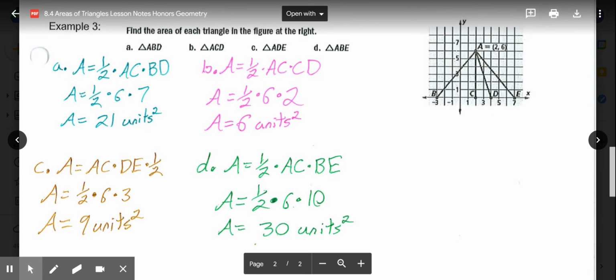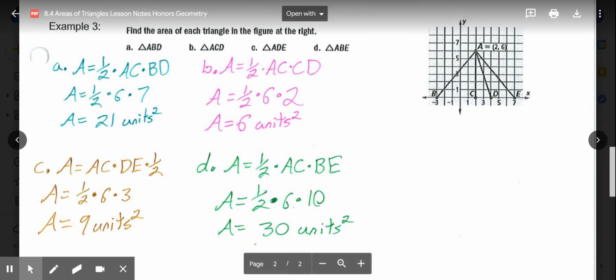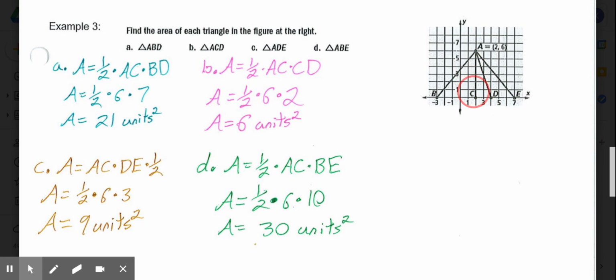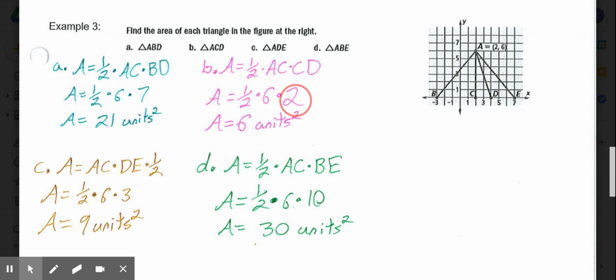Part B, A equals 1/2 AC times CD. Because in this case, we're looking at triangle ACD. So triangle ACD, this little one right here in the middle. Well, in this case, our height would be AC, and our base is CD. So AC is 6 units, CD is 2, so 1/2 of 6 times 2 is 6 square units.